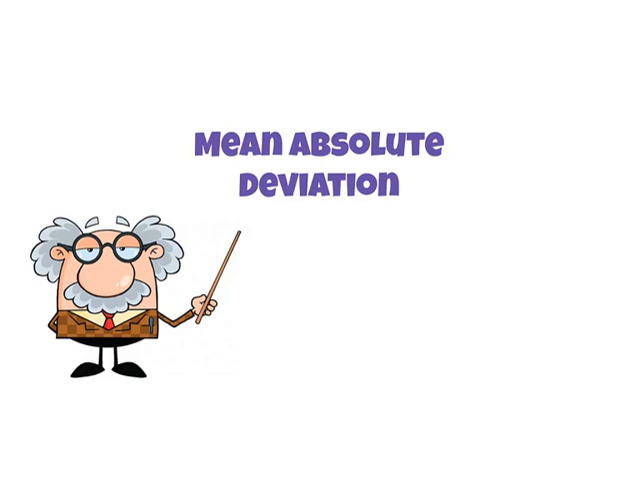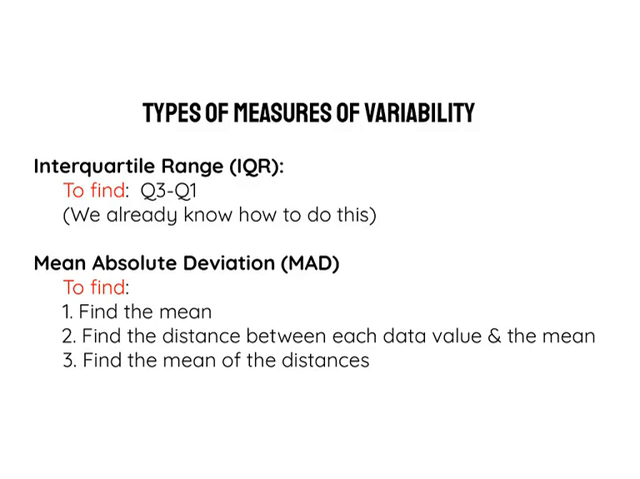Hi guys, in this video we're going to learn how to calculate the mean absolute deviation, which is also known as the MAD. So remember, we have two types of measures of variability. And remember, variability is how spread out or how close together our data is.